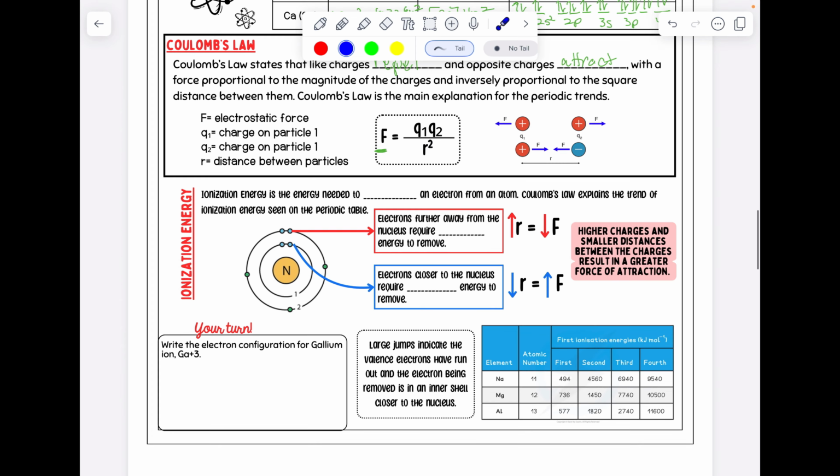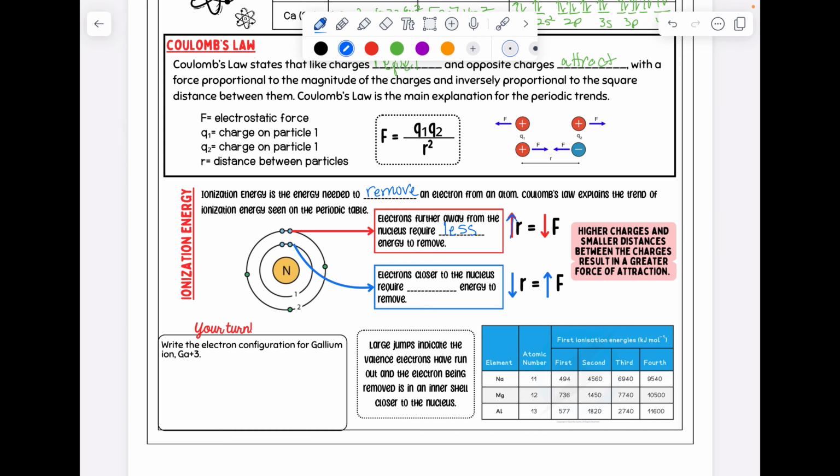So one of the trends we have is ionization energy. And ionization energy is the energy needed to remove an electron from an atom. And Coulomb's law explains this trend because if an electron is further away from the nucleus, it requires less energy, right? Because if the R increases, if this increases in the denominator, the F is going to go down, right?